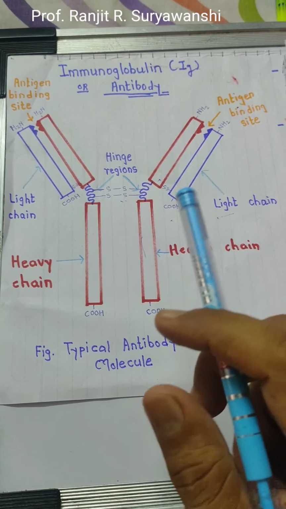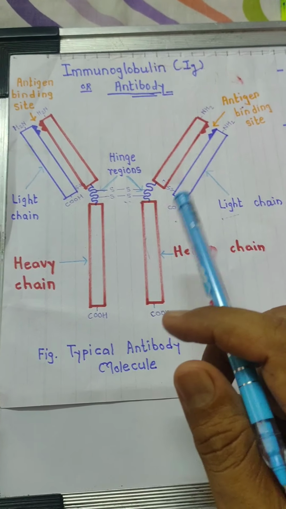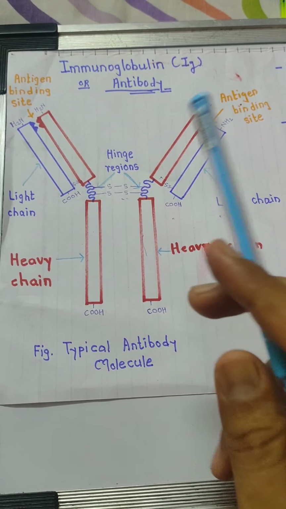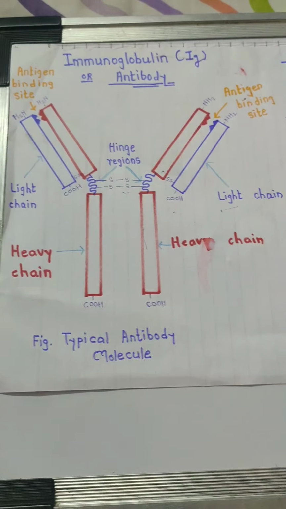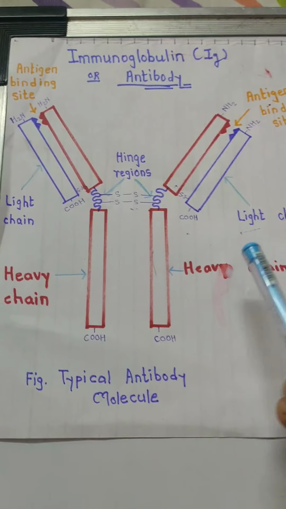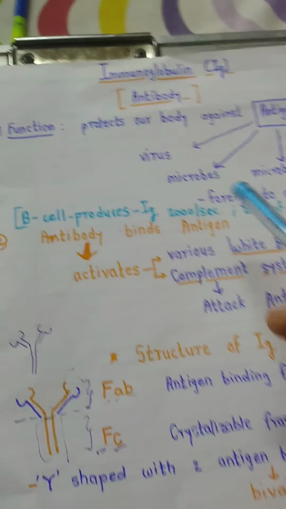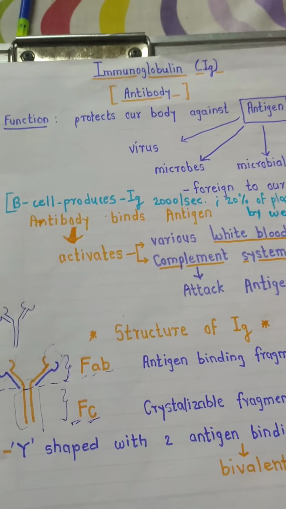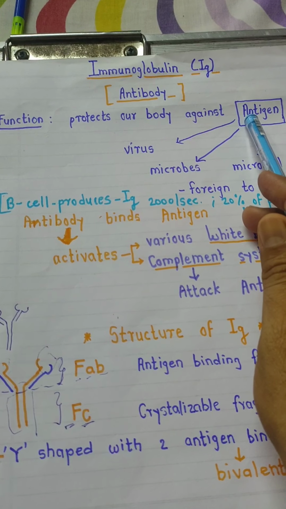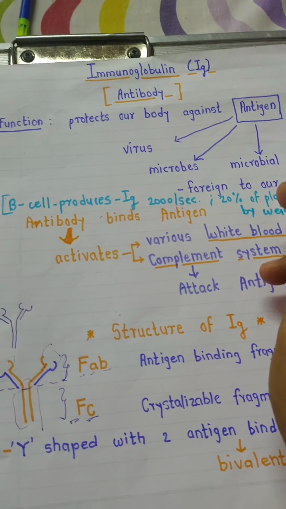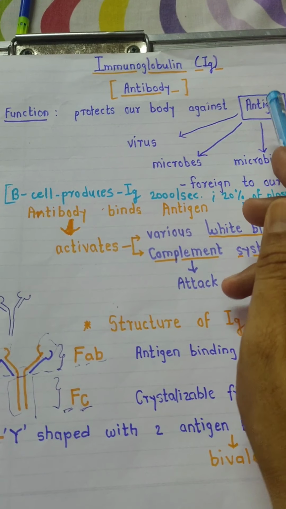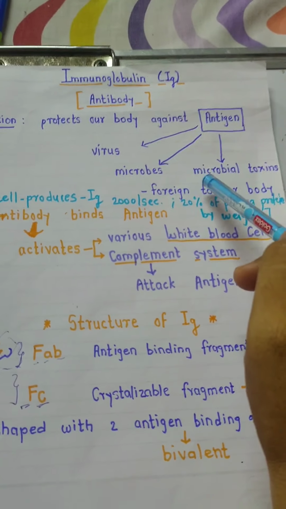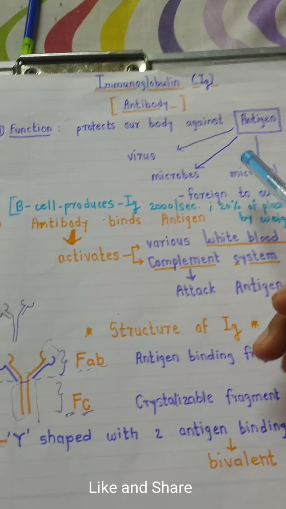Friend, today I am going to tell you about the immunoglobulins. Immunoglobulins are also known as antibodies. These antibodies are produced after the invasion of foreign material, and the foreign material is known as antigen. As the name suggests, antigen means antibody generator. The antigen may be a virus, microbes, or microbial products such as microbial toxins.